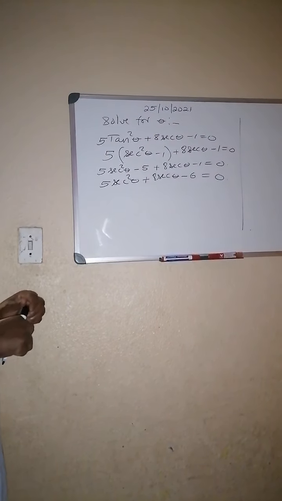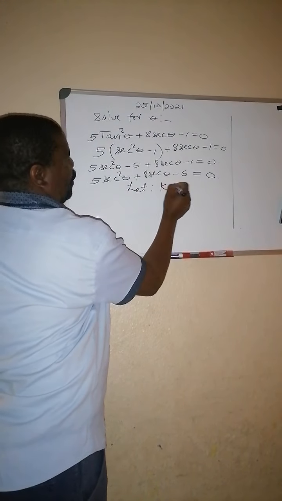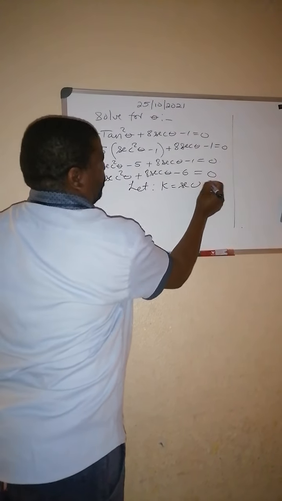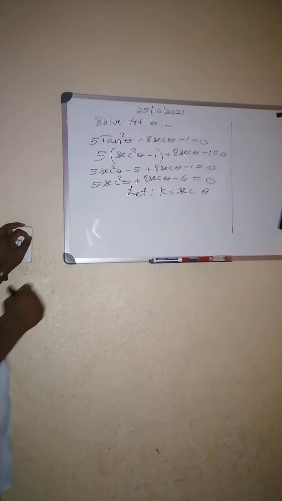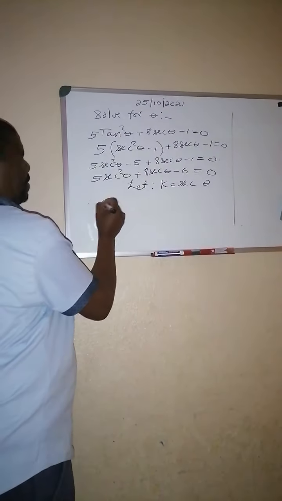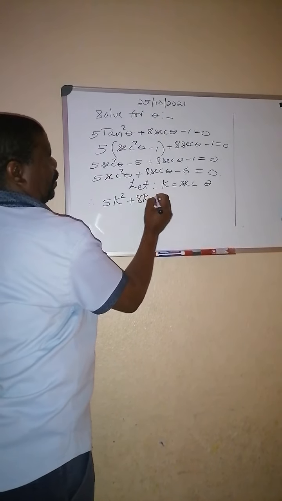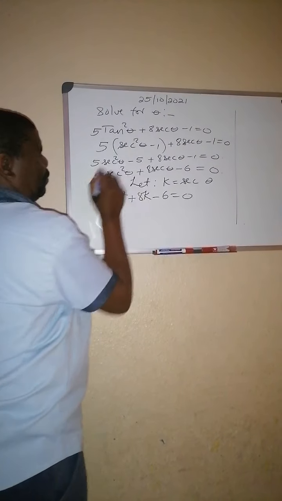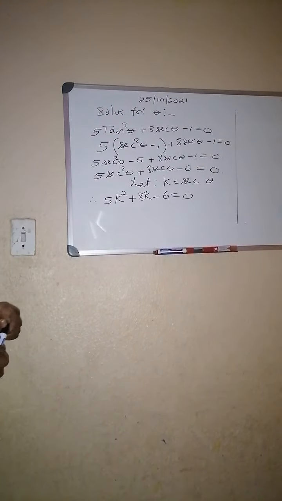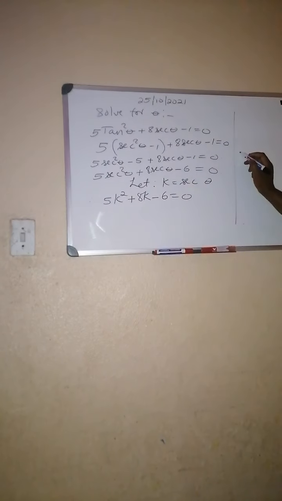So this is the simplification so far. Now if we want, we can say let k equals sec theta, where we therefore have 5k squared plus 8k minus 6 is 0. We check if they can be factors. Let's check first if they are factors.